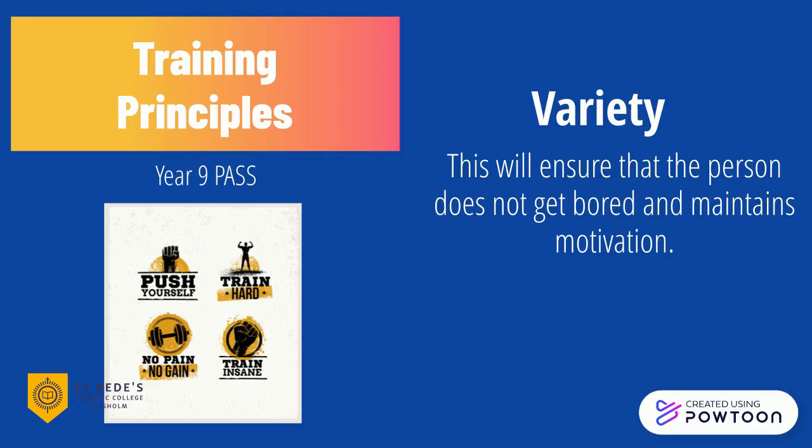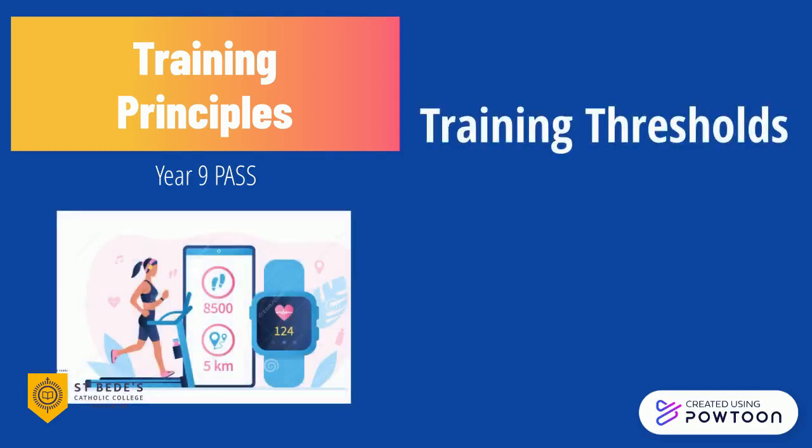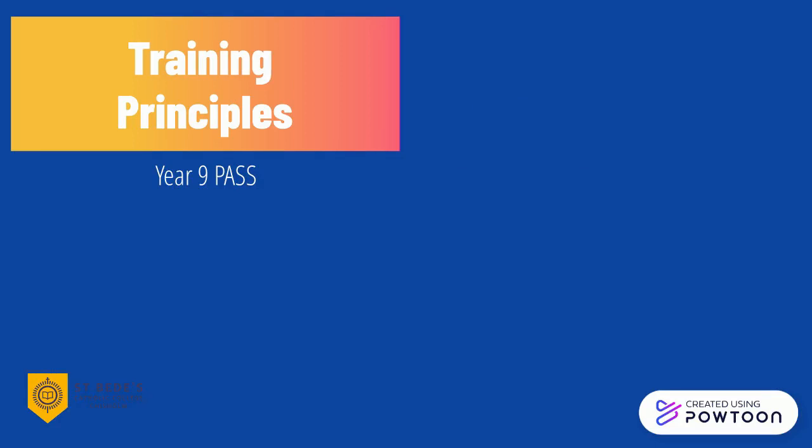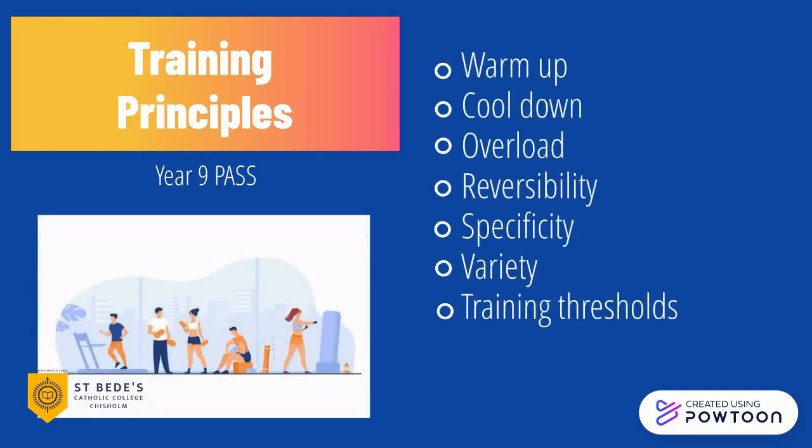And lastly, training thresholds. This means that the training program should be at an intensity that is relevant to the chosen sport or activity. For example, if a person is training for an aerobic event, the program should increase exercises for that intensity. So the training principles to recap are warm-up, cool-down, overload, reversibility, specificity, variety, and training thresholds.